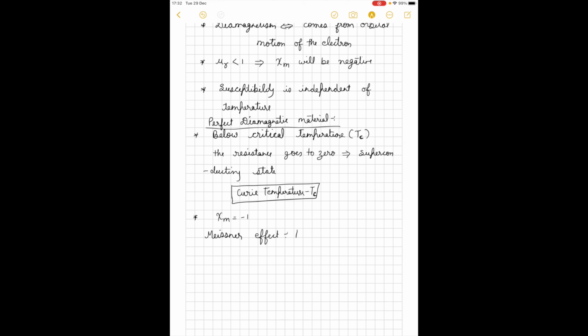The Meissner effect is the expulsion of magnetic flux lines due to diamagnetic behavior of a superconductor.